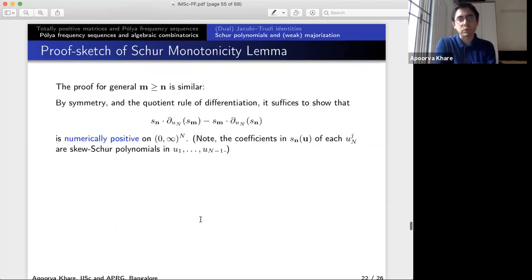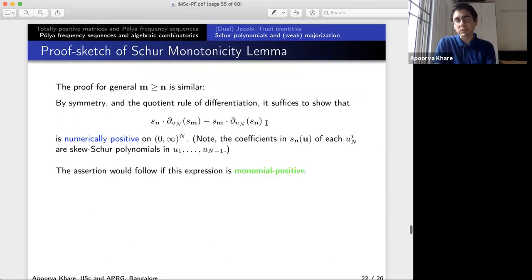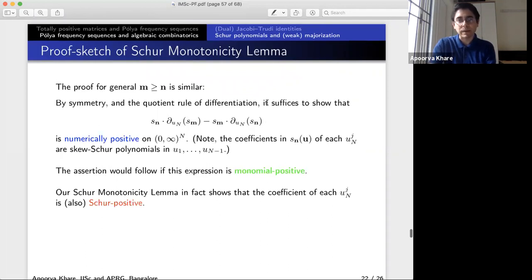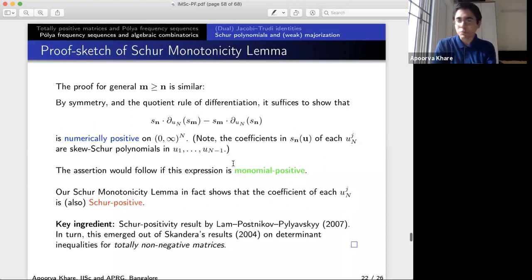So by symmetry in the quotient rule, it's enough to look at this and show it's numerically positive. This will follow if it's monomially positive. And it turns out that if you expand it in powers of un, then every coefficient is a Schur positive polynomial in the remaining variables. Okay. And the key ingredient for this is a Schur positivity result. It's a very big hammer by Lam, Postnikov, and Pylyavskyy, which in turn comes out of Skandera's results, which were working with totally non-negative matrices. So somehow at the heart of it, again, you find totally non-negative matrices. But yeah, this is a big hammer, and that follows from Skandera's results and by Hyman and others.